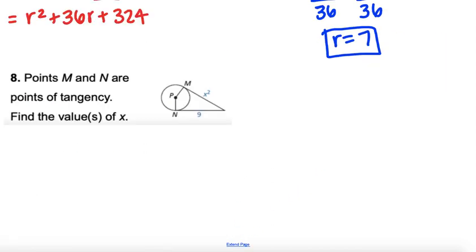Okay, now for this last problem, this is just like what we did on this other slide. I'm told that points M and N are points of tangency, and I want to find the values of X. So again, that means if I have two segments that are tangent to a circle, they're congruent to each other. So I have X squared is equal to 9. Now to get rid of that square on the X, I need to do the inverse function. So I need to take the square root on both sides. That leaves me with just X on this side.